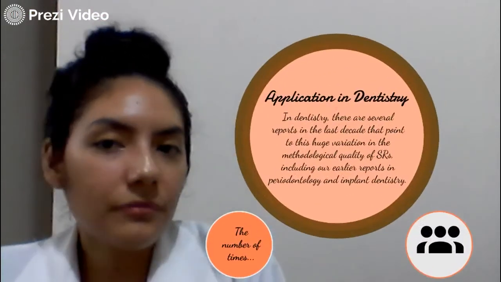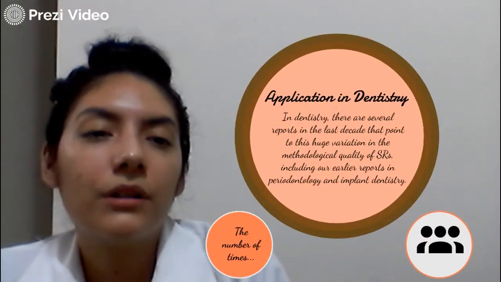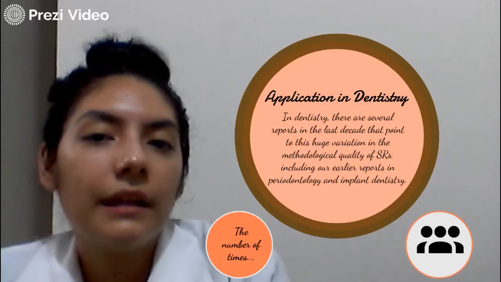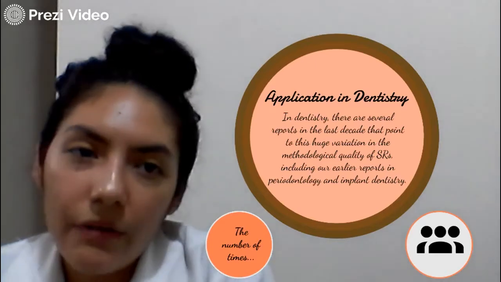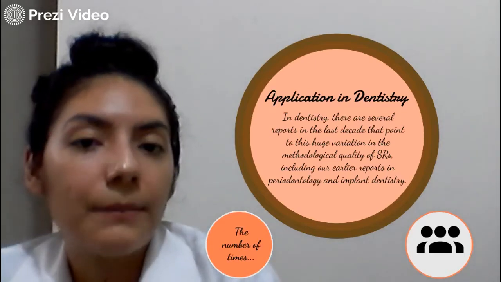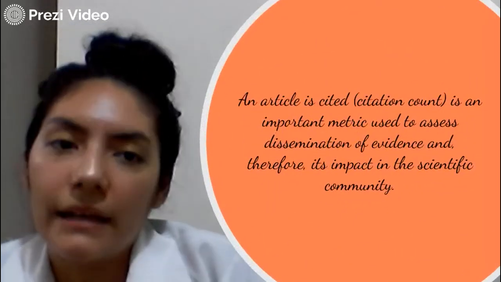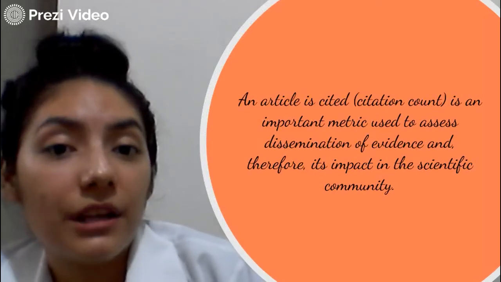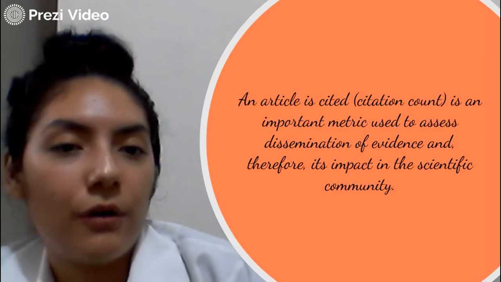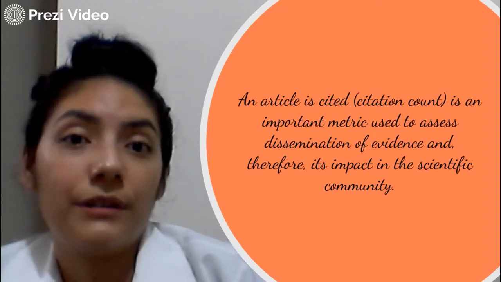Second, application in dentistry. In dentistry, there are several reports in the last decade that point out this high variation in the methodological quality of systematic reviews, including our early reports in periodontology and implant dentistry. The number of times an article is cited, the citation count, is an important metric used to assess dissemination of evidence and therefore its impact in the scientific community.